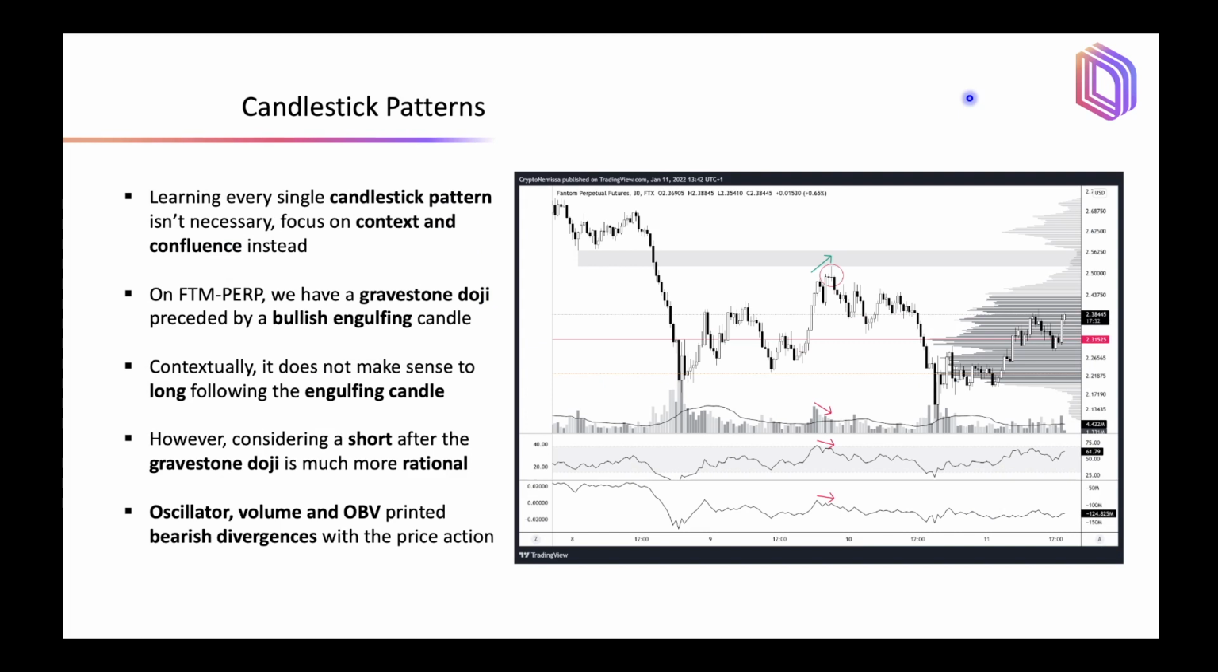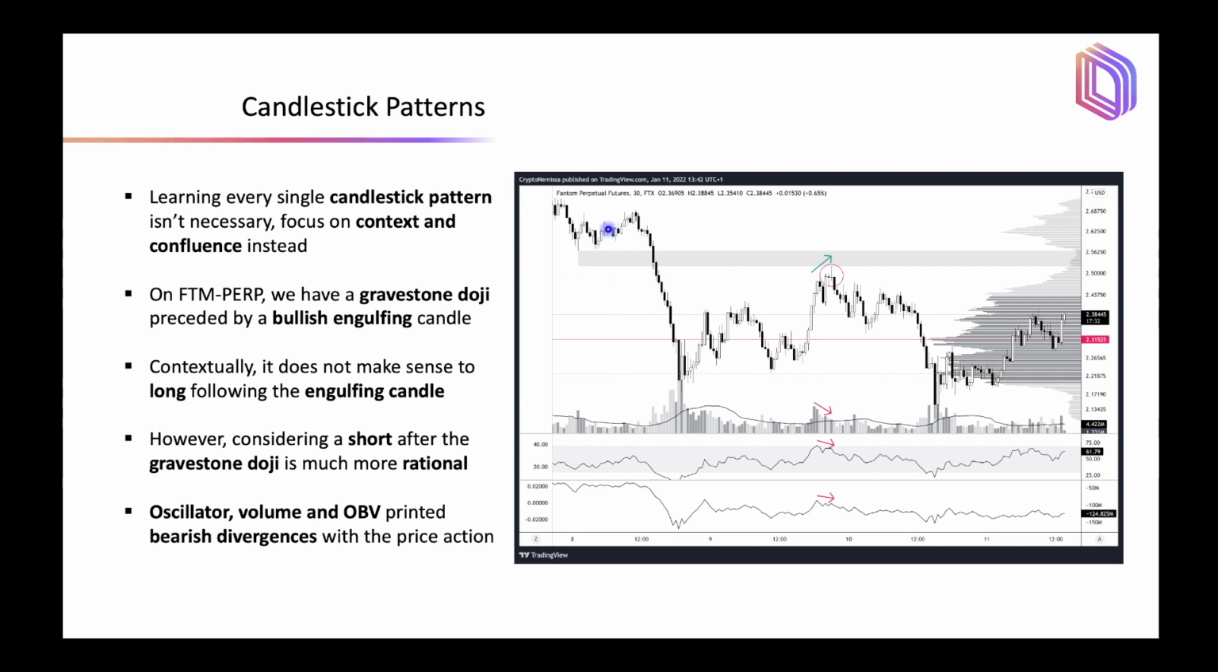So regarding candlestick patterns, what we want to emphasize here is that learning every single one of them is not necessary. You should focus on context and confluence instead. Here, if we take the example of Phantom, we have two patterns. Number one, a bullish engulfing candle, and number two, a gravestone doji. The bullish engulfing candle is a bullish pattern and should lead you to long in a way, but there are a few factors to consider on the chart that should lead you to conclude that it might not be a prime opportunity.